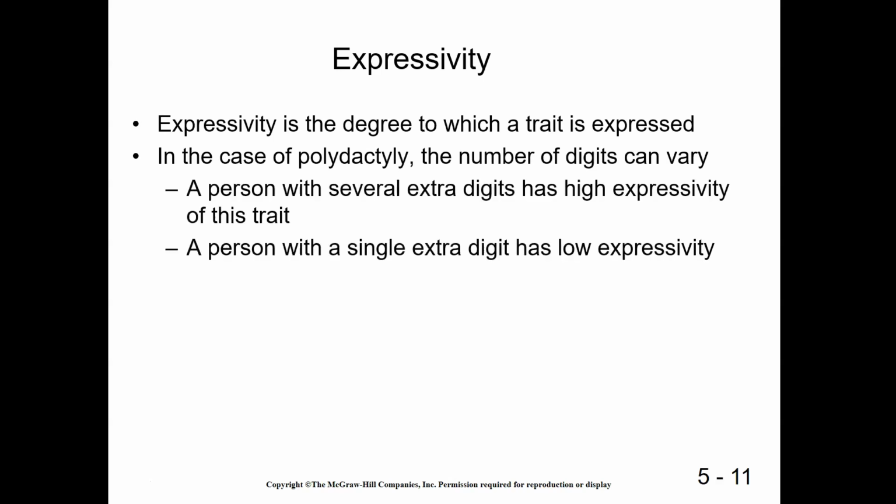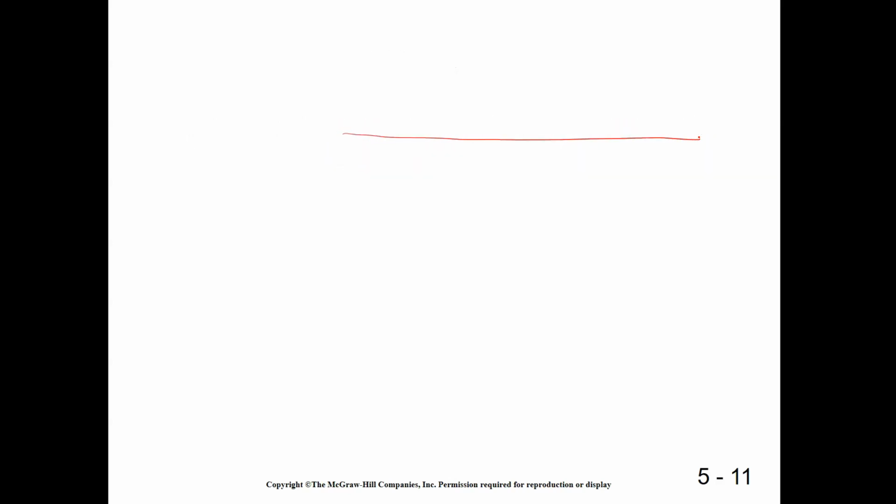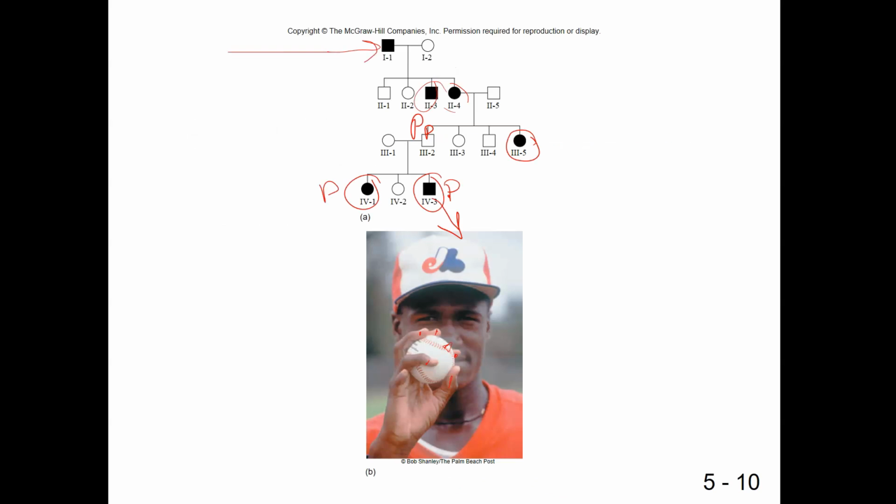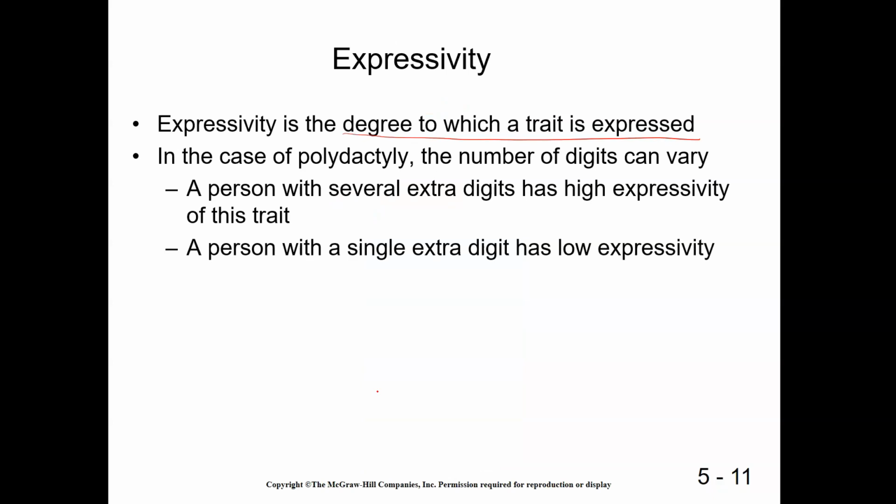All right, so that is penetrance. We are now going to talk about expressivity. Expressivity is the degree to which the trait is expressed. Going back to our polydactyly, right? Here is a small little pinky finger, all right? In the case of polydactyly, the person can have several extra digits, depending on how highly the trait is expressed. We saw somebody with only a single extra digit, but you can have several.